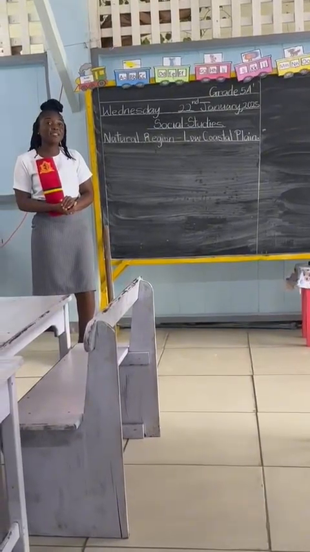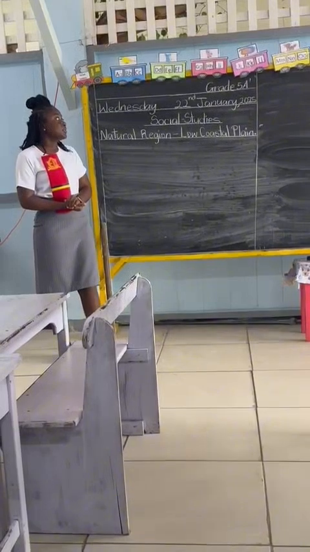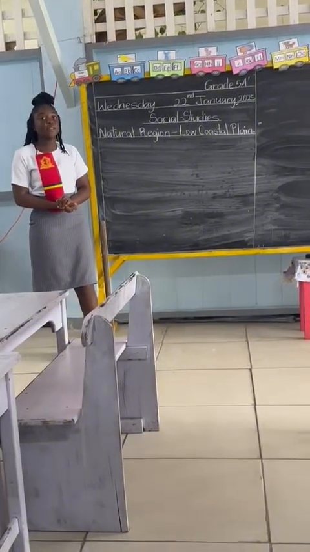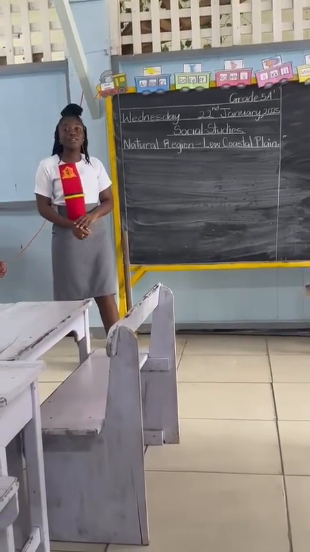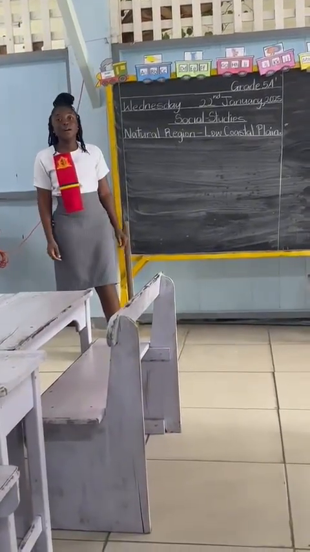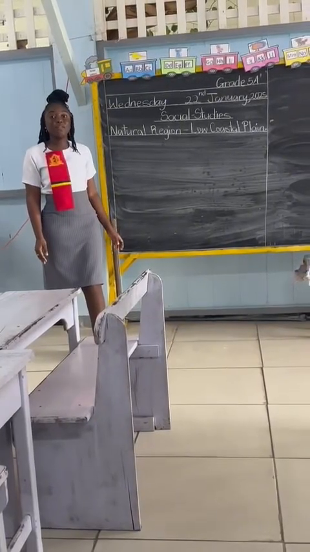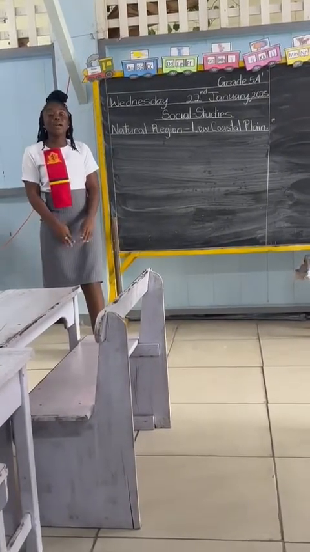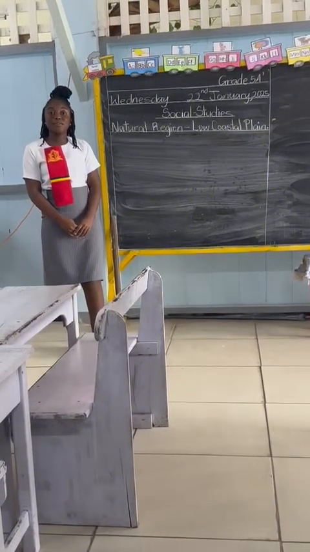Okay, that's great. Now, we're going to be doing social studies, and we're going to continue to look at natural regions. In our previous class, we looked at types of natural regions. Can somebody boldly stand up and tell me the types of natural region?